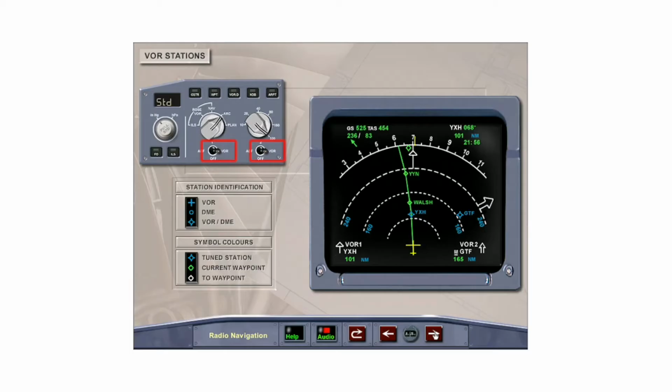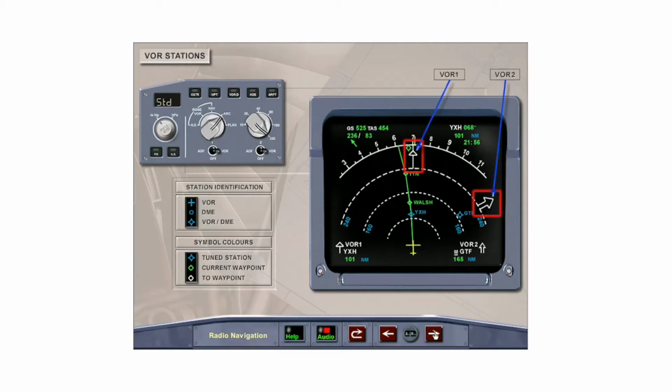With VOR selected on the EFIS control panel, the navigation display will display a VOR station as a cross, a DME station as a circle, and a VOR DME being represented by a circle and cross combined. The color of the symbol will be blue for a station tuned either manually by the pilot through the MCDU or automatically by the FMGC. The symbol will be green if the nav aid is a current waypoint of the flight plan, and white if it is the to waypoint of the flight plan.